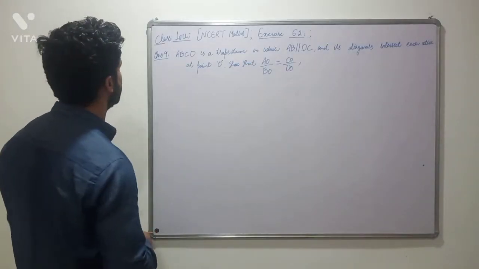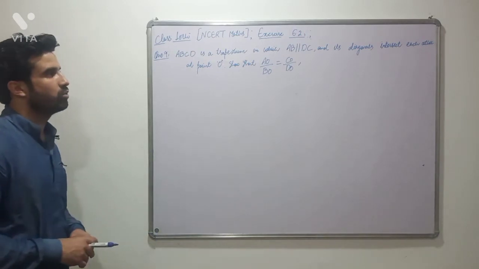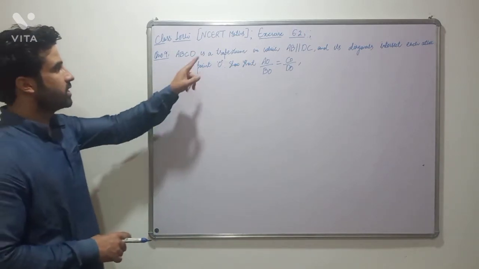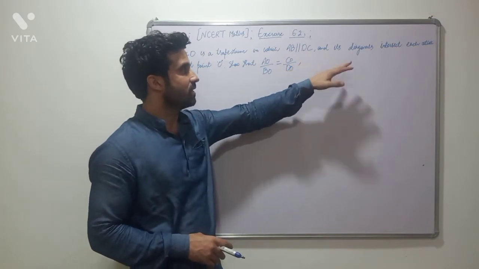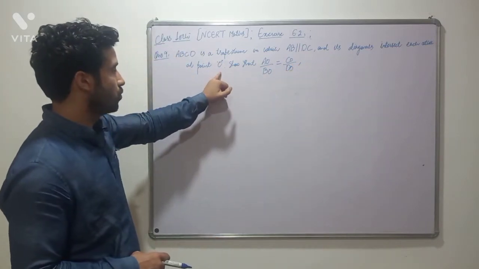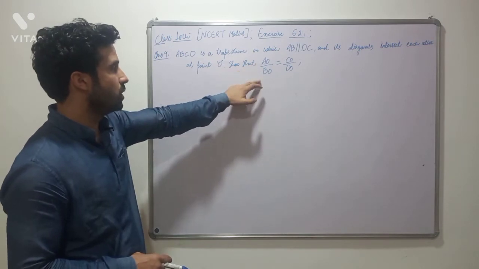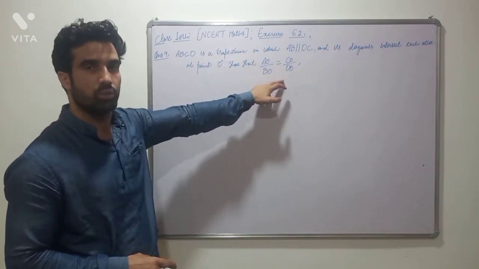Now see, this is question number 9, and here we are being asked that ABCD is a trapezium in which AB is parallel to DC, okay, and its diagonals intersect each other at point O. So we are being asked to show that AO over BO this is equal to CO over DO, ठीक है.